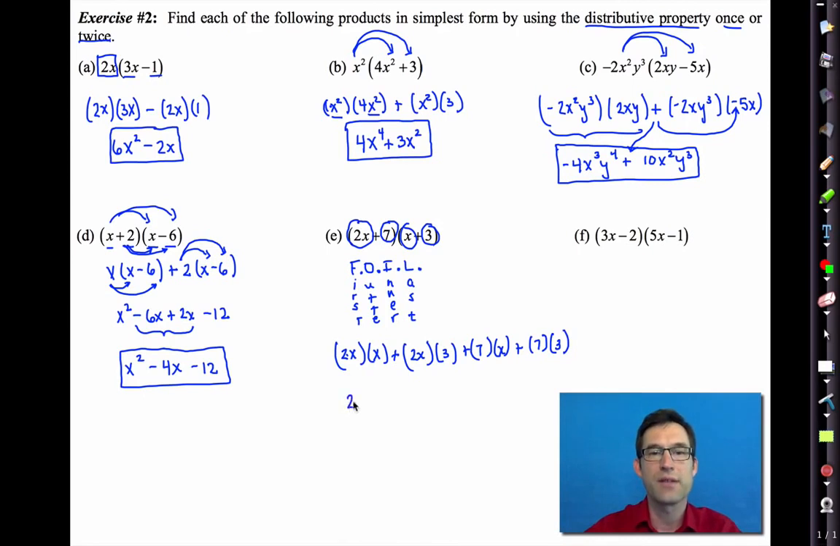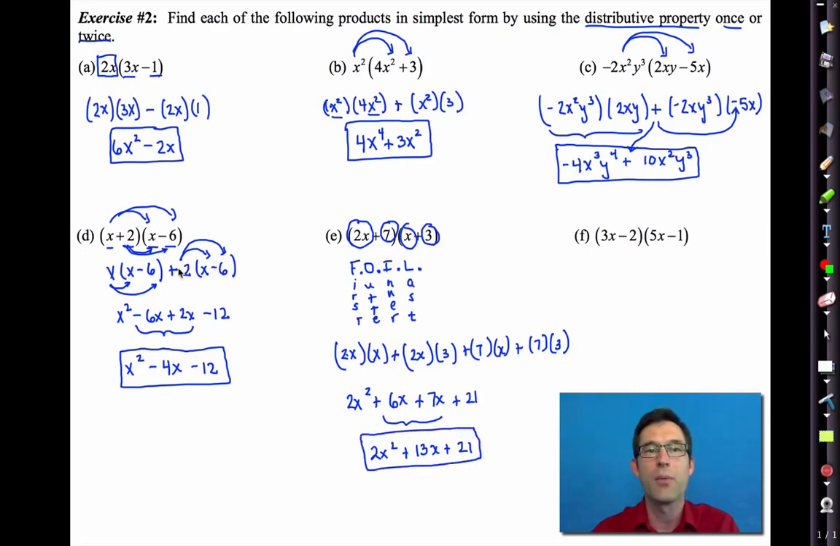2x times 2x is 2x squared. 2x times 3 would be 6x. 7 times x would be 7x. And 7 times 3 would be 21. And notice again that what we have are two terms that combine. 6x plus 7x is 13x. But the 2x squared and the 21 combine with nothing. By the way, have you noticed that when we multiplied that binomial by a binomial, we got a trinomial? When we multiplied this binomial by this binomial, we got a trinomial.